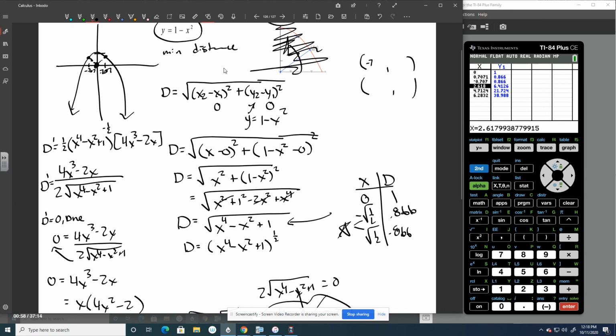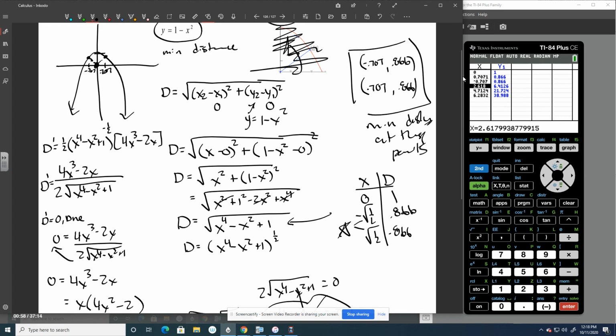One of them is negative 0.707, and that gives me a y value of 0.866, or oh my heck, I'm just writing all kinds of nonsense. It must be late or early. I'm not sure which one. Negative 0.707 and 0.707 give me 0.866. So these 2 points give me my minimum distance at these points. And I have all the math shown to back it up, right?